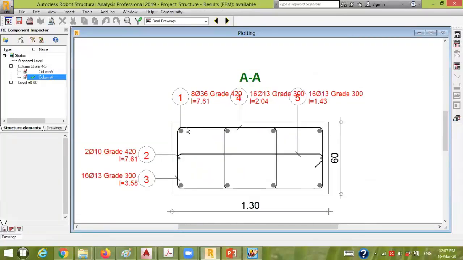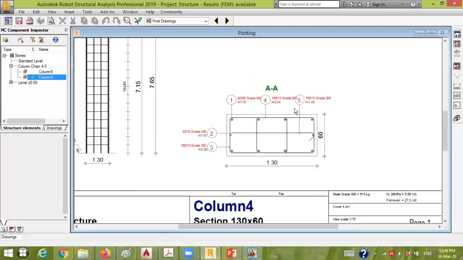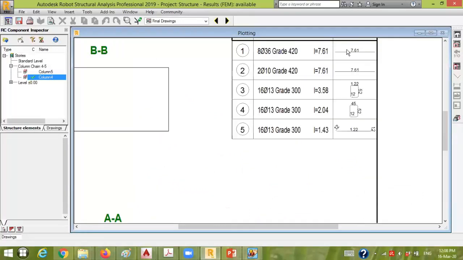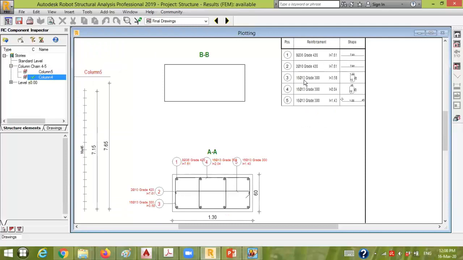We have 8 bars of 36 for the main, 1, 2, 3, 4, 8. Stirrups 16 at 13, grade 300. This is the first steel, and this is the second one. We have a notation 1, 2, 3, 4, 5. Each bar with the corresponding shape is shown here. The bar one is straight, and bar two is straight again.